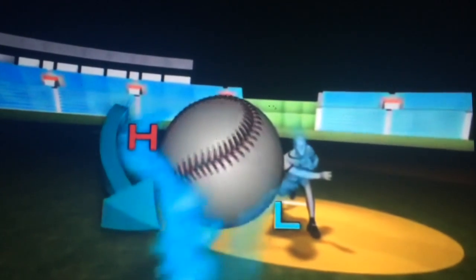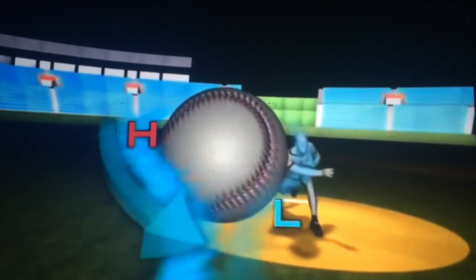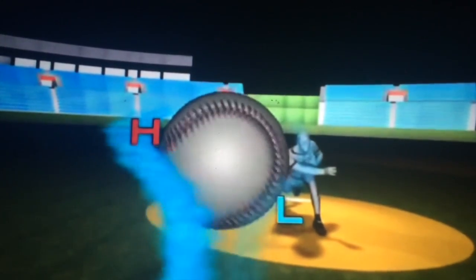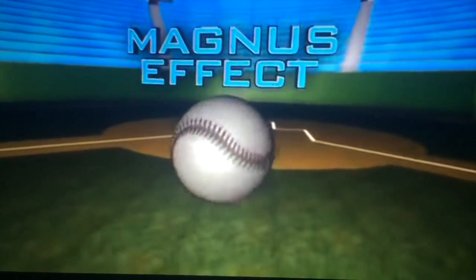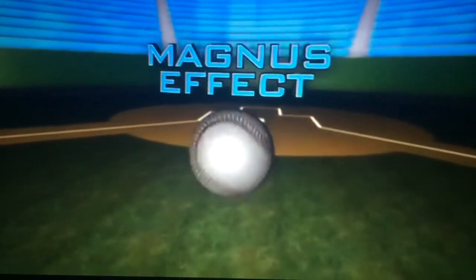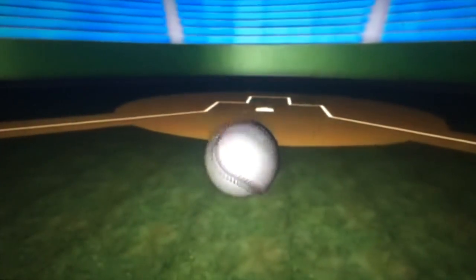As you can see, the pitcher created pressure differentials on the sides of the ball, which causes the ball to curve towards the lower pressure zones. This phenomenon is called the Magnus effect, and the faster the ball spins, the more it curves.